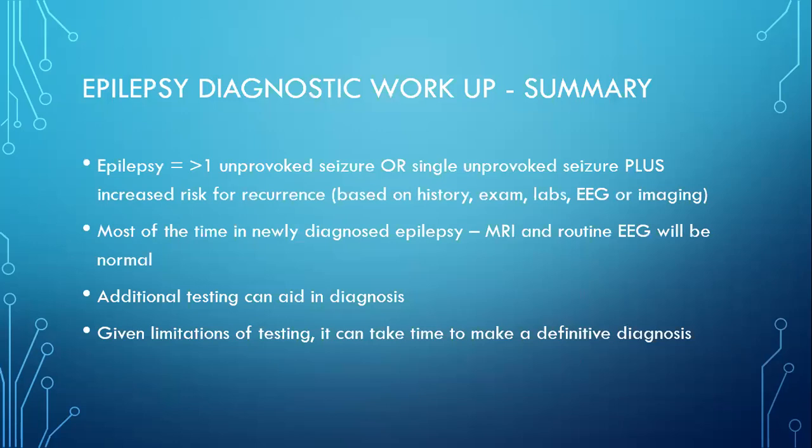Okay, so in summary, epilepsy equals more than one unprovoked seizure or the single unprovoked seizure plus increased risk for recurrence, which for every patient may be a different set of things that make your doctor say they think that this is epilepsy. So most of the time, MRI and a routine EEG will be ordered, and most of the time they will be normal.